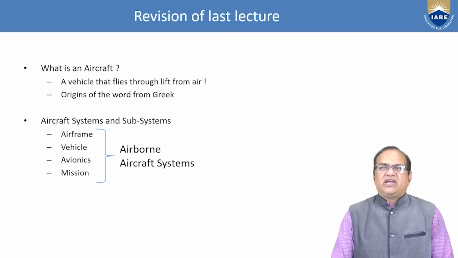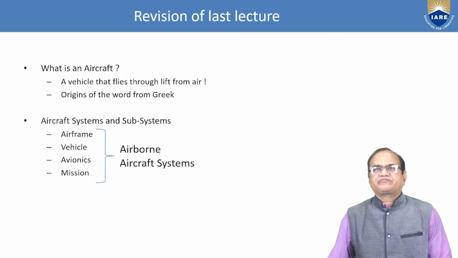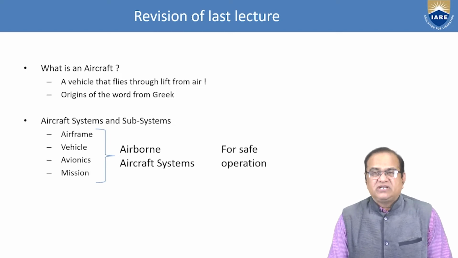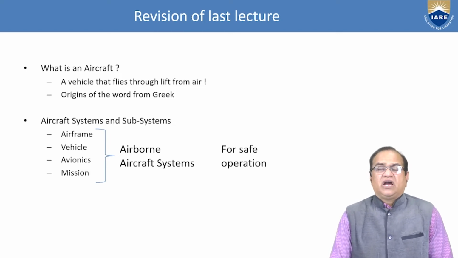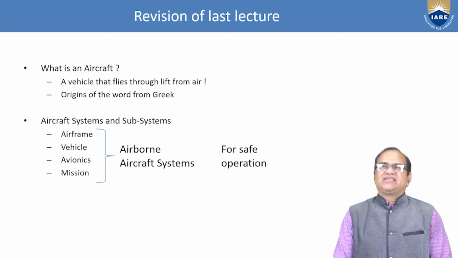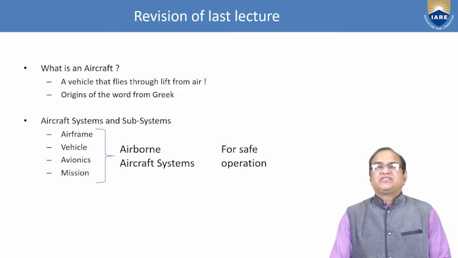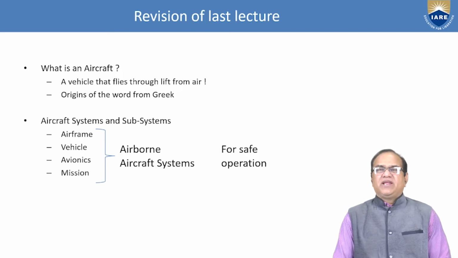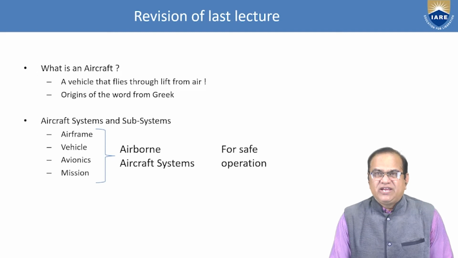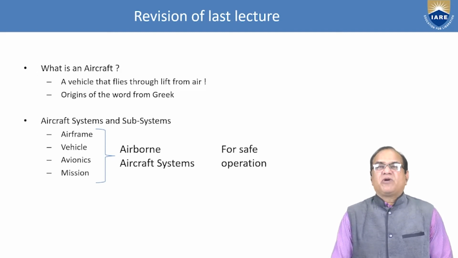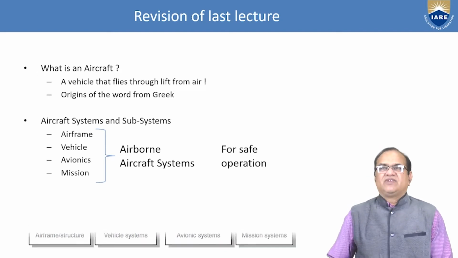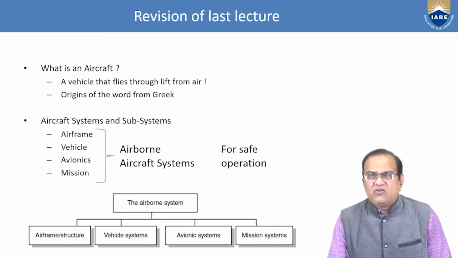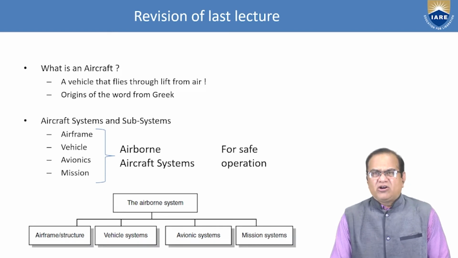These systems are airborne aircraft systems. For safe operation, if you want to fly our aircraft safely, all these systems must perform very well, and they should have very good coupling with each other. They should have very good understanding, and they should perform as per the requirement of the aircraft, so that the aircraft can fly safely. Further, we have given here a block diagram.